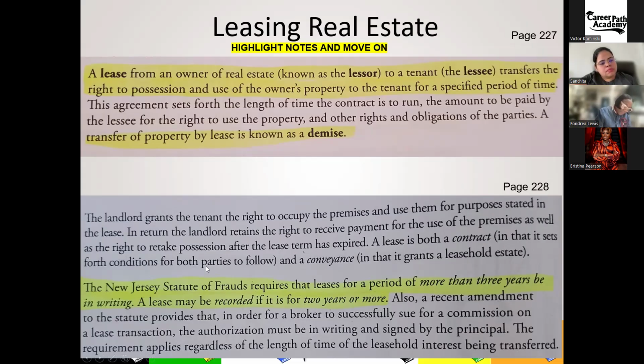Now, that does not apply to leases we do because every lease we do, no matter the length of time, the leases that we prepare always need to be in writing. Doesn't matter how long it is. This is just the statute of frauds dealing directly between the owner of the property and a tenant. Well, if they have no real estate agent involved, the leases must be in writing if a period of more than 3 years.